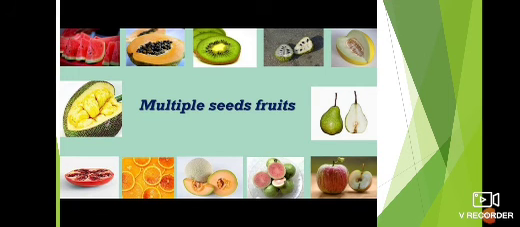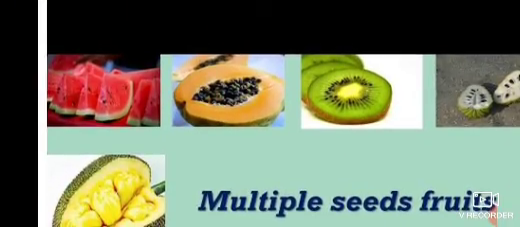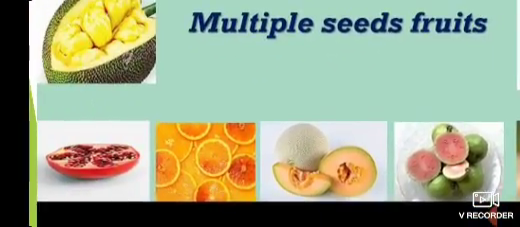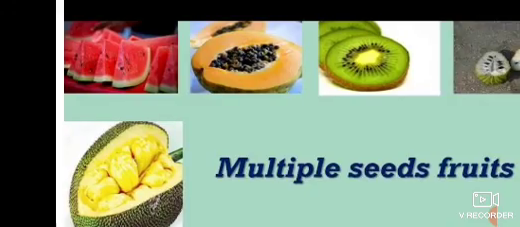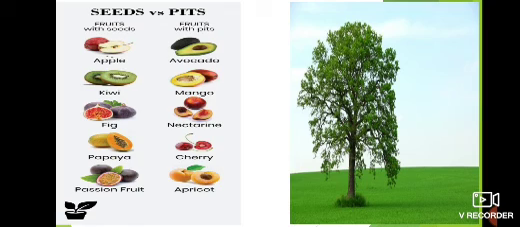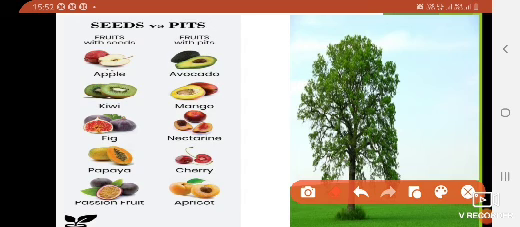So students, from where do we get seeds? You can see over here many fruits, and they have different kinds of seeds. Some are round, some are oval, some are small, some are big. These all are seeds. Some fruits have only one seed inside, and these seeds convert into a plant. So this is the reproductive unit for the plant. These seeds are responsible for growing a plant.